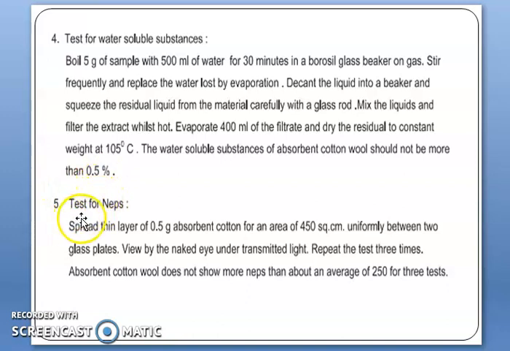Then the fifth test is for nibs. Spread a thin layer of 0.5 gram absorbent cotton over an area of 450 square centimeter uniformly between two glass plates. View by the naked eye under transmitted light. Repeat the test 3 times. Absorbent cotton wool does not show more nibs than an average of about 250 for the 3 tests.